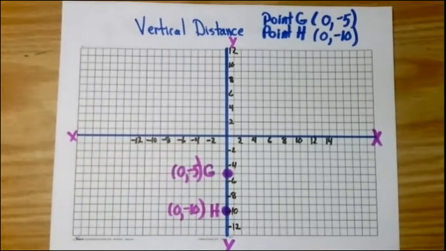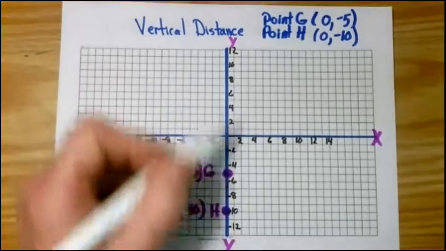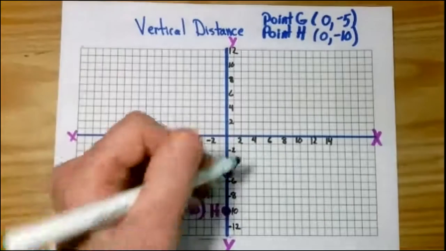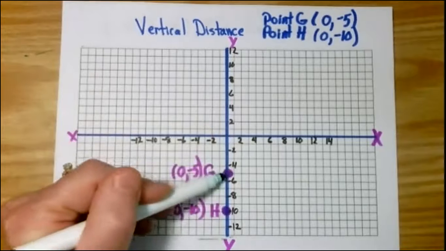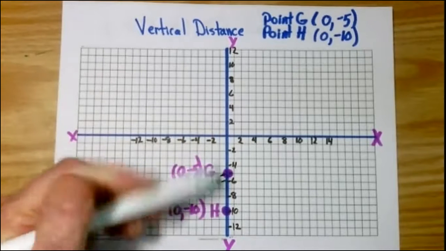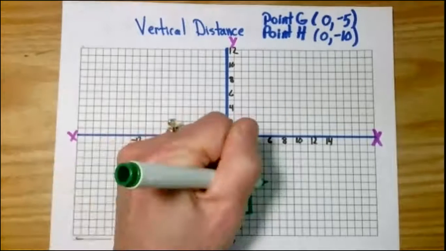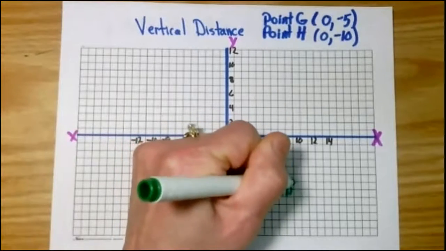Now we have to figure out how many units apart they are. What is their distance? Well, let's take a look. We don't have to worry about an x-axis or a y-axis in between them, so we can just count. So we go 1, 2, 3, 4, 5. How many units vertically apart are they? They are 5 units.